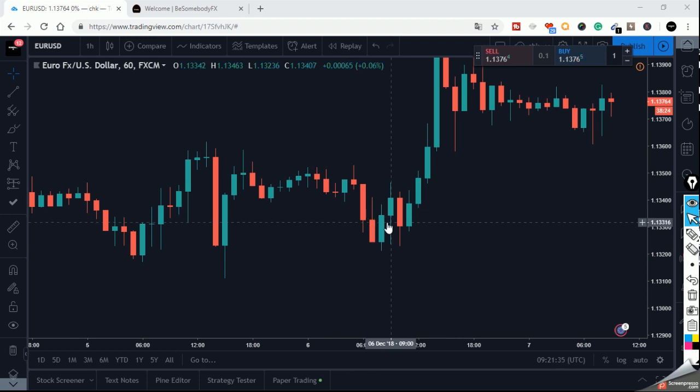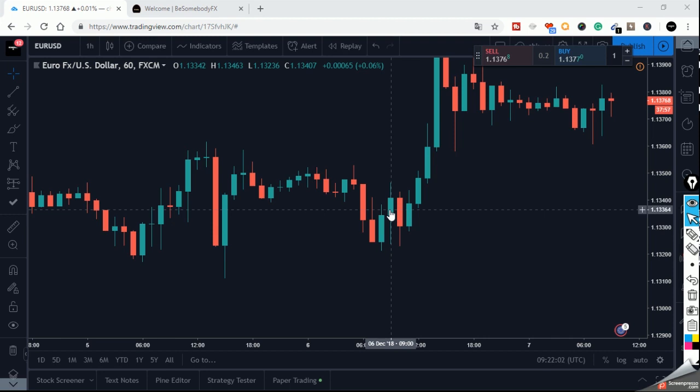With the wicks, the shadow, or whatever you want to call it, okay? But this is very important for us, okay? It must break below in the case it's a bullish candle, it must break above in the case it's a bearish candle. Okay, this is step 1 and step 2. Okay, that's it. The strategy is based on this pattern.